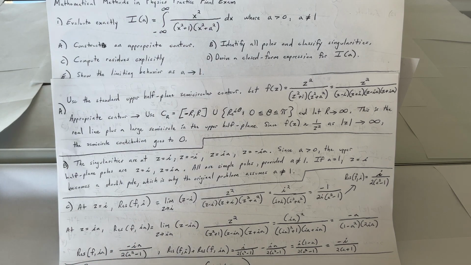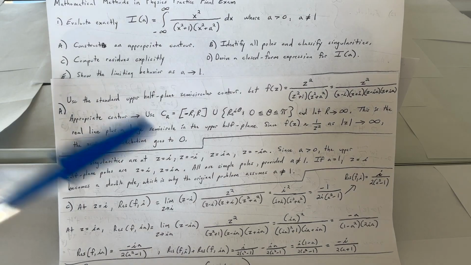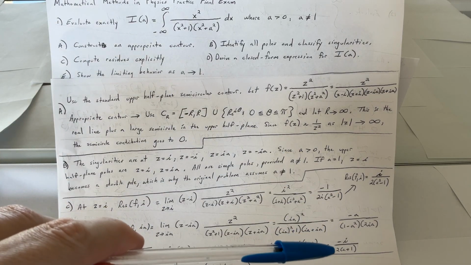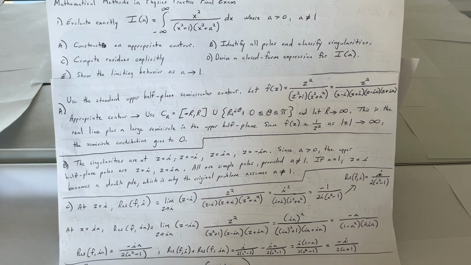And then if we take the sum of these residues here, the residue of f at I plus the residue of f at IA, that's I over 2 times the quantity A squared minus 1 minus IA over 2 times the quantity A squared minus 1, which is I times the quantity 1 minus A over 2 times the quantity A squared minus 1, which is negative I over 2 times the quantity A plus 1.